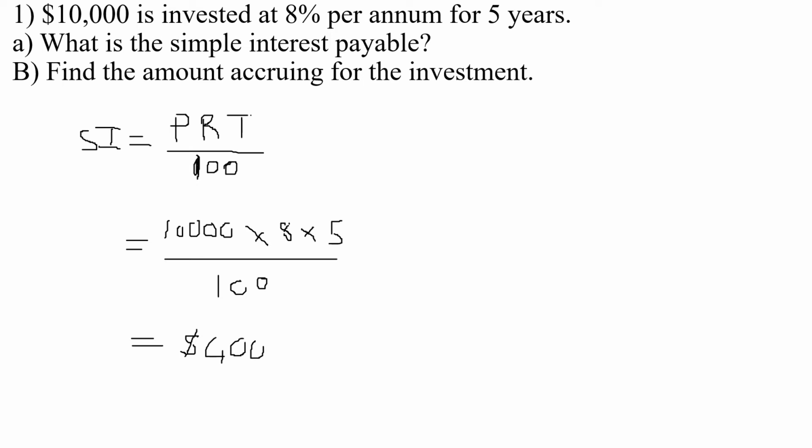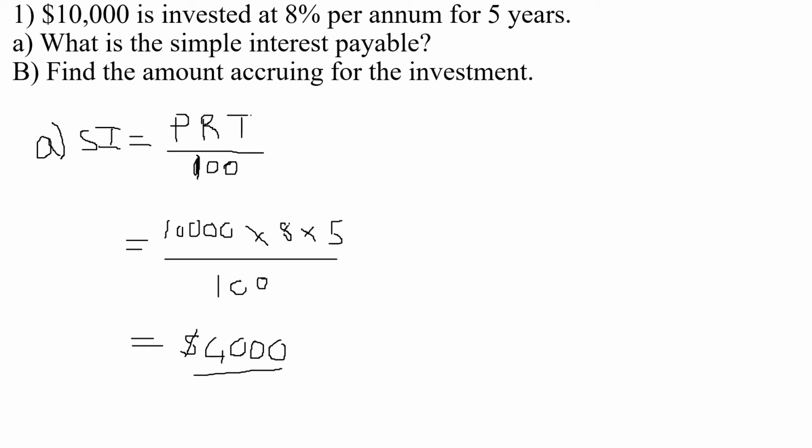That's 4,000. So after 5 years of investing $10,000 at 8% rate per annum, you would get $4,000. And that answers part A. And again, remember to state your answer. So what is the simple interest payable? The simple interest payable is $4,000 after 5 years.